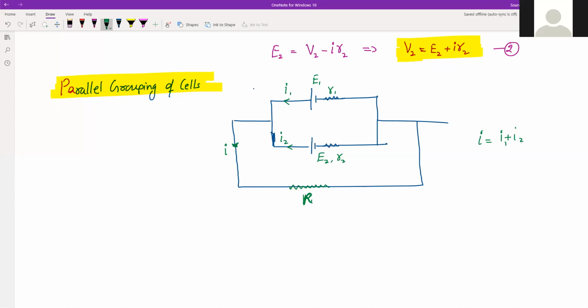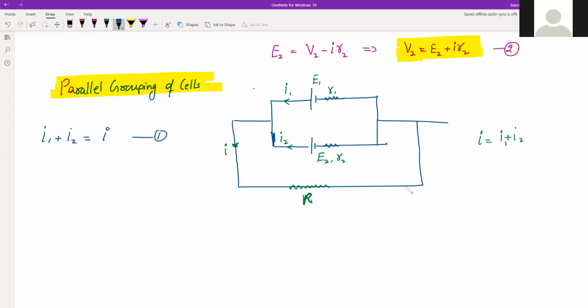Now the equivalent EMF here is a little tricky. It is not the way we have found earlier. We cannot just add them. This thing we have to solve applying Kirchhoff's law in the two different loops. So one equation which we'll obviously get will be this: I1 plus I2 is equal to I. This is the one, right? Okay.